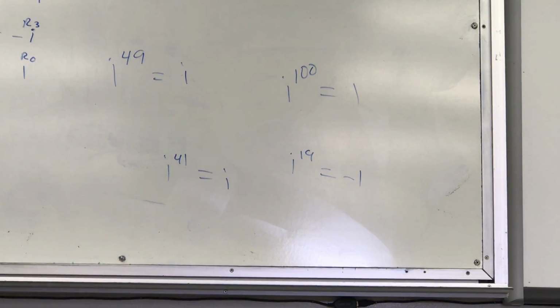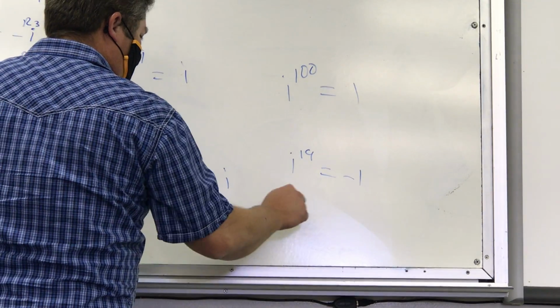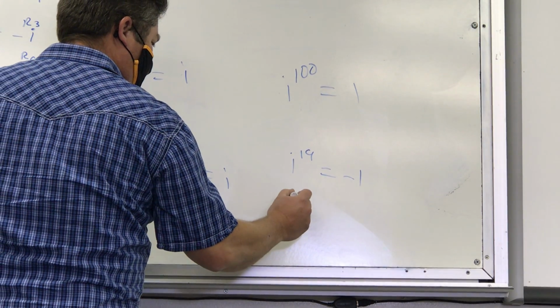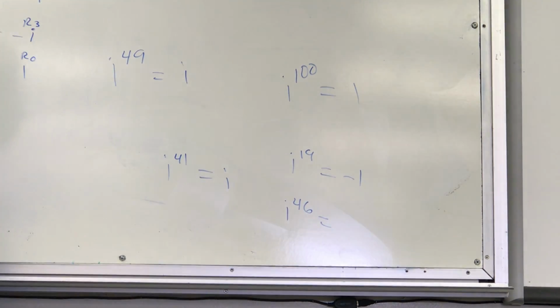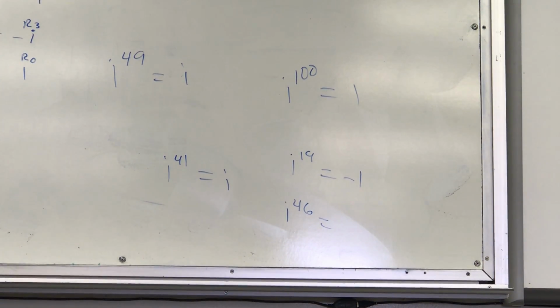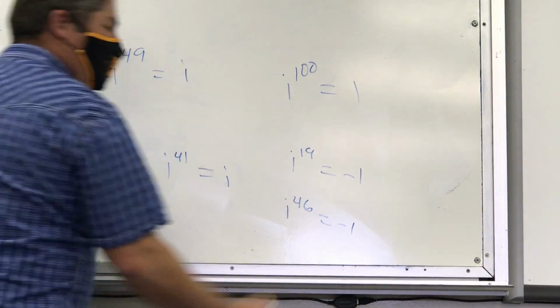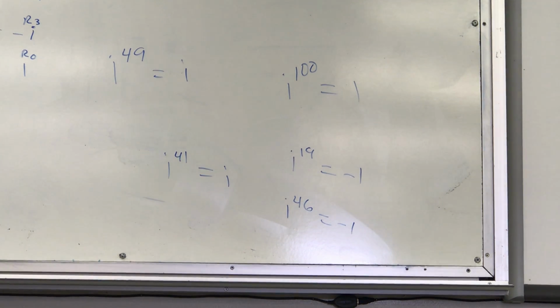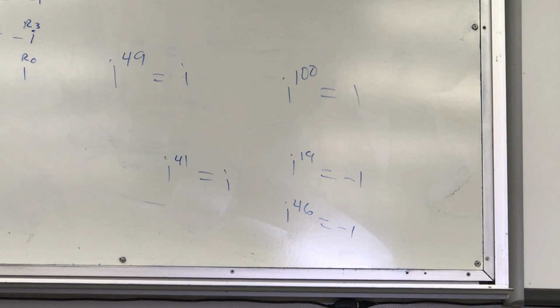How about i to the 46? It's going to match i squared. It's -1. Everybody got it? Is that very hard? Not very hard. Okay.